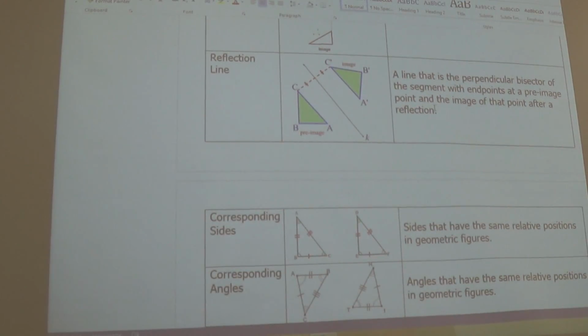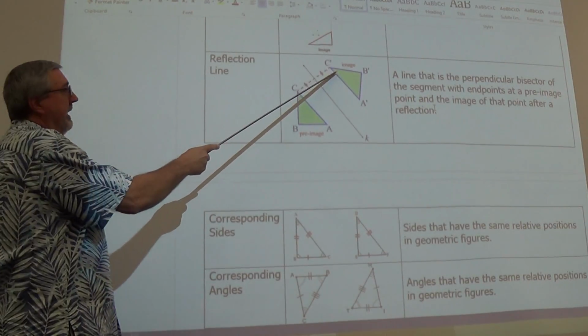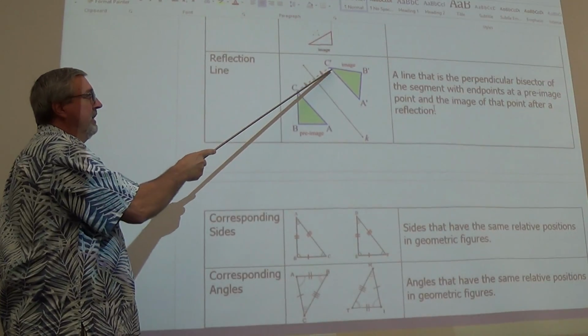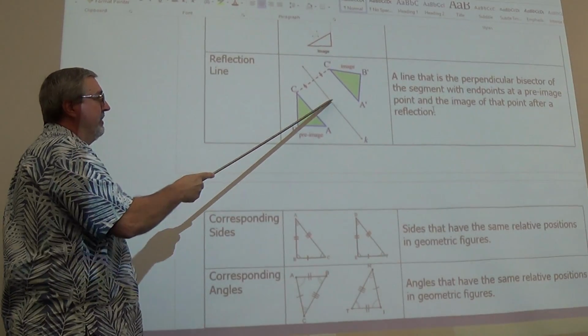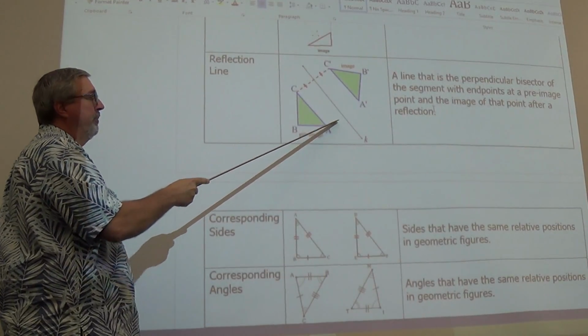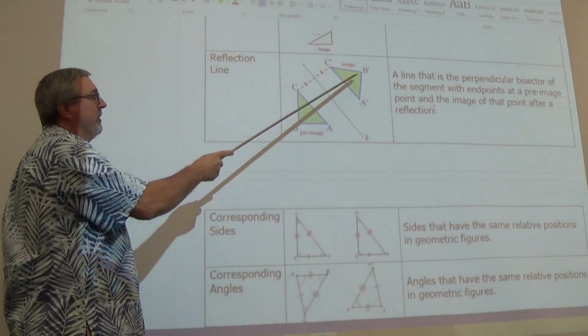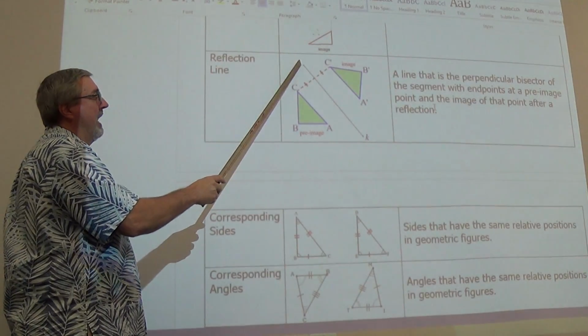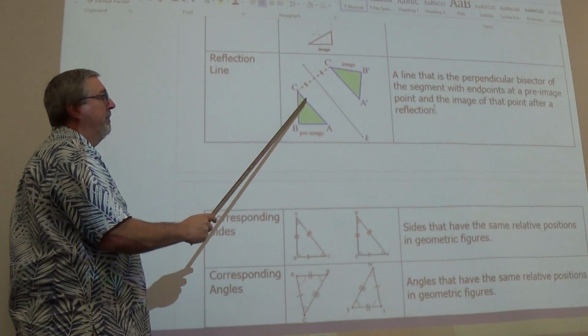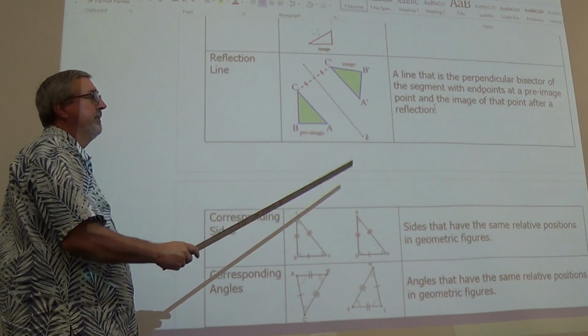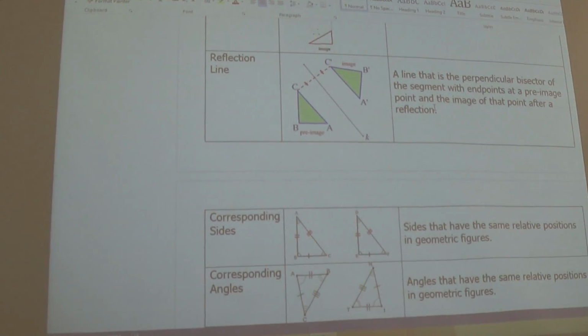The line of reflection, or reflection line, is a line that is the perpendicular bisector of the segment with endpoints at the pre-image point and the image of that point after reflection. So basically all these points are perpendicular to the line of reflection. Okay? So this is perpendicular to that line, these two are perpendicular to that line, and these two are perpendicular to that line. So all these points are perpendicular to the line of reflection, and this line of reflection cuts the space between these two figures in half. Okay? It's a bisector.